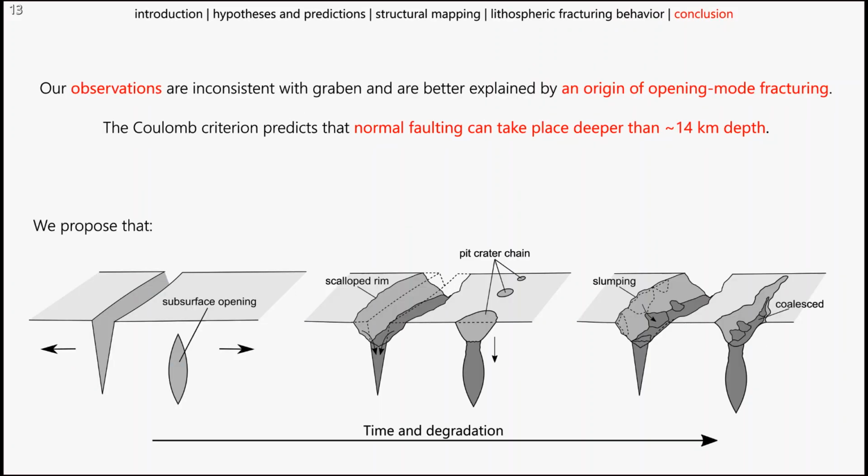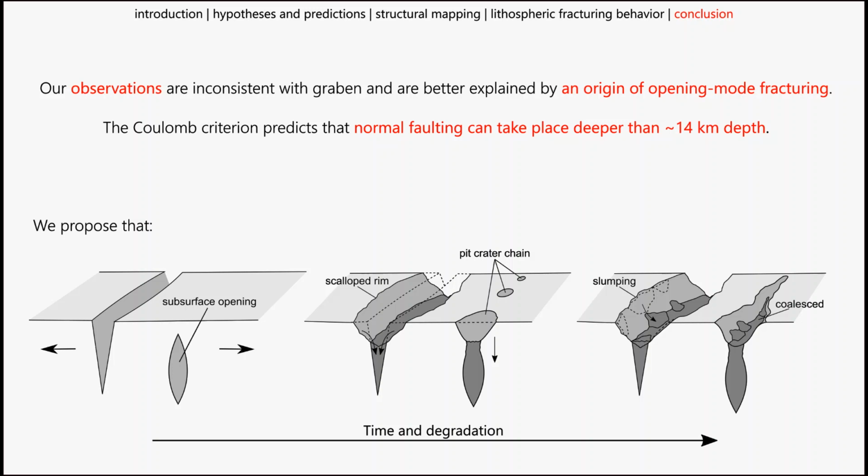To conclude, our observations are inconsistent with grabens and are better explained by an origin of opening-mode fracturing. Importantly, the Coulomb criterion predicts that normal faulting can take place deeper than 14 km in Vesta. So based on that, we propose the troughs are likely to represent different stages of degrading and slumping of joints.